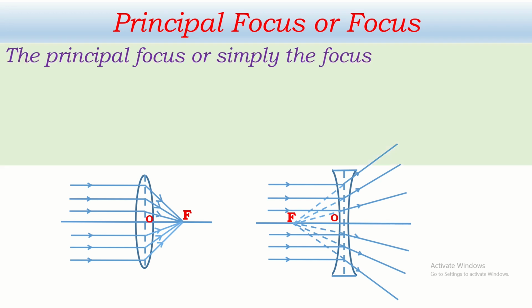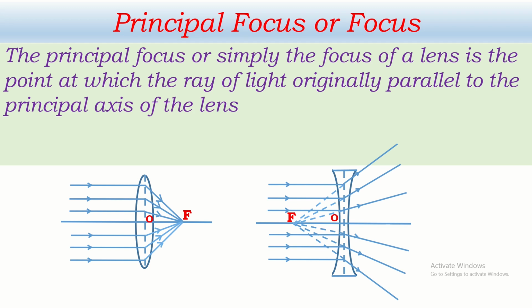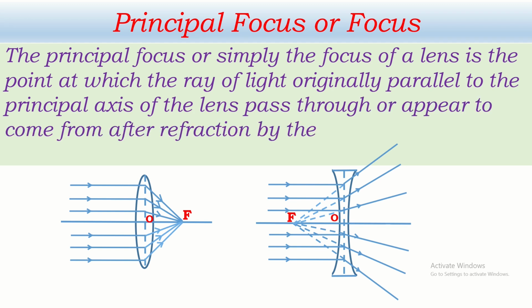And we can define it this way: the principal focus, or simply the focus of a lens, is the point at which rays of light originally parallel to the principal axis of the lens pass through, in the case of a convex lens, or appear to come from, in the case of a concave lens, after refraction by the lens. It is denoted by F.